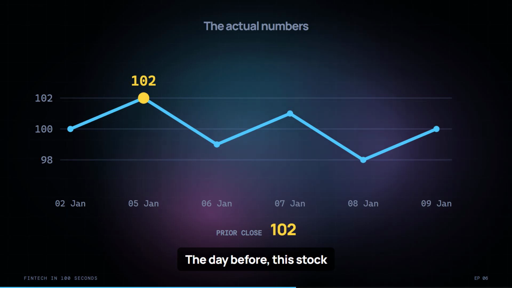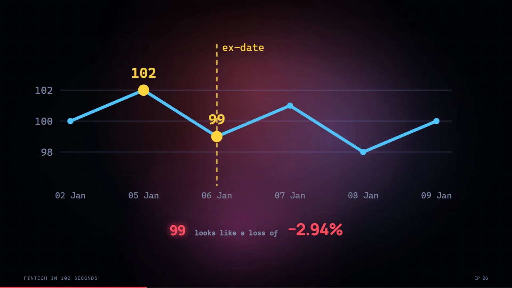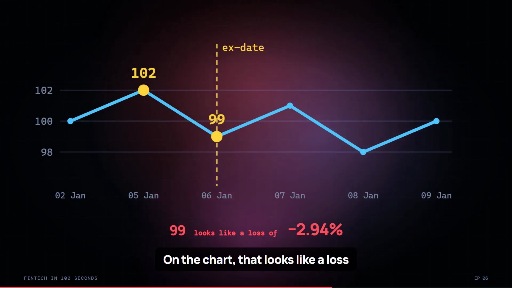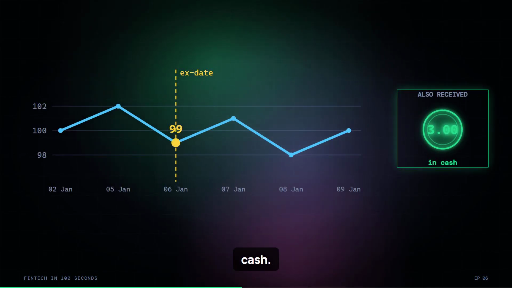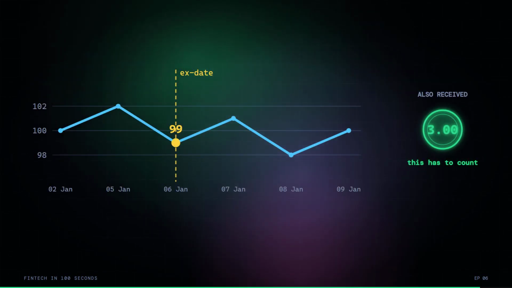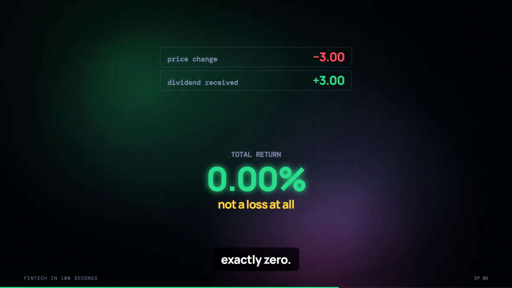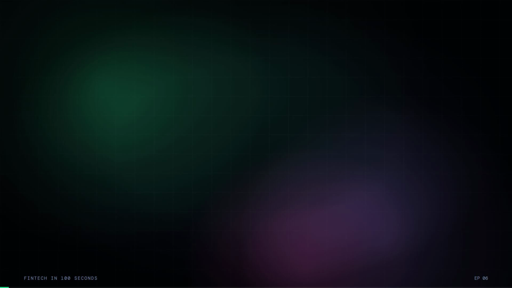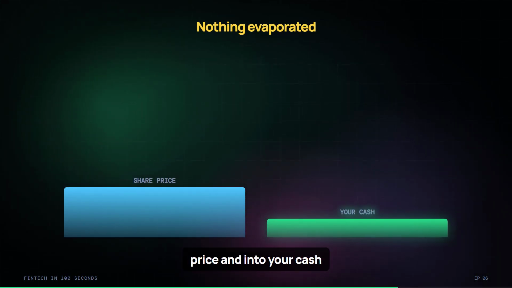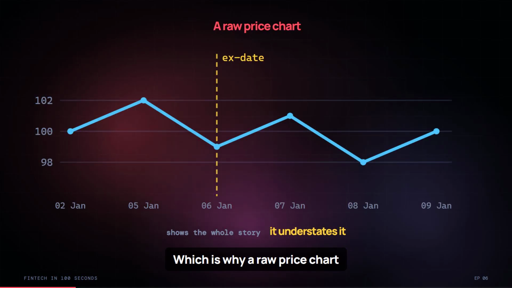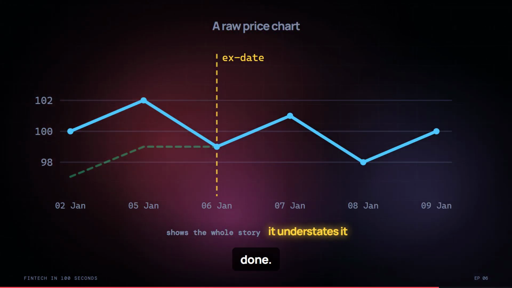The day before, this stock closed at 102. On the X date, it closed at 99. On the chart, that looks like a loss of nearly 3%. But you also received $3 in cash. That has to count for something. Add the dividend back, and the total return that day was exactly 0. Not a loss at all. Nothing evaporated here. The value simply moved out of the share price and into your cash balance. Which is why a raw price chart quietly understates how well a dividend-paying stock has actually done.